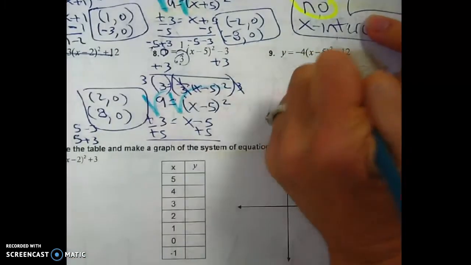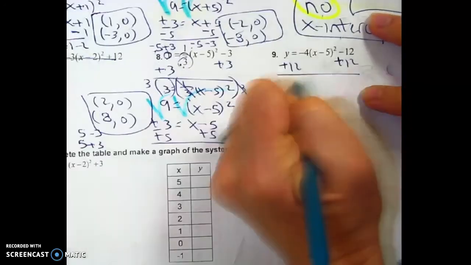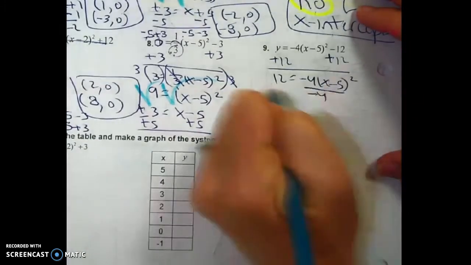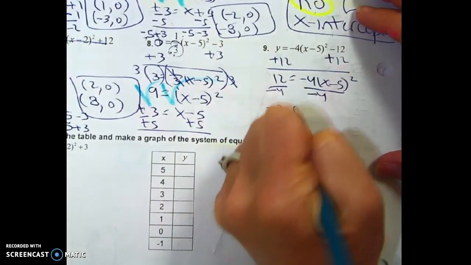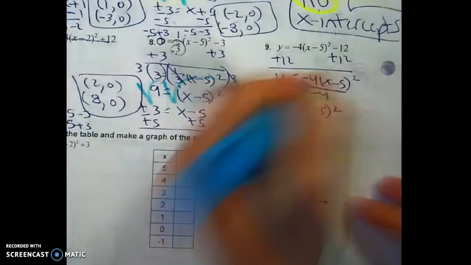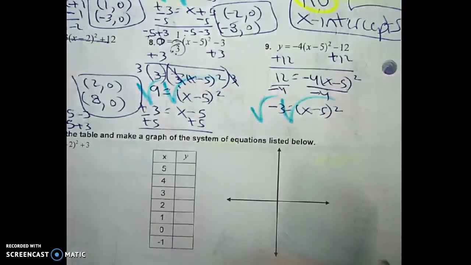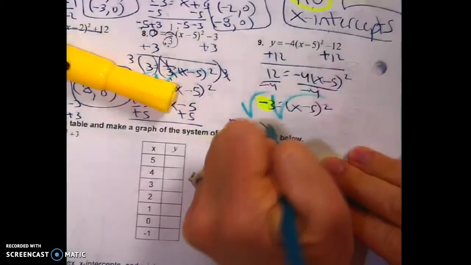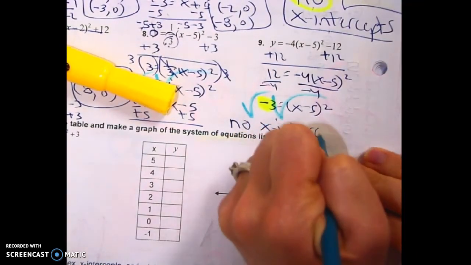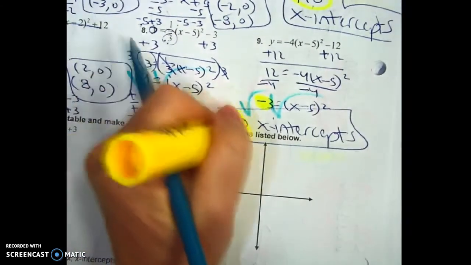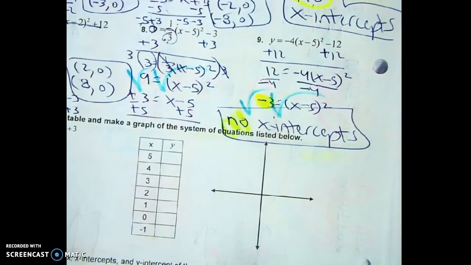Let's do the next one. Add 12, add 12. 12 equals negative 4 times x minus 5 squared. I can't take the square root because I have a negative 4 there. I get negative 3 equals x minus 5 squared. Square root. Uh-oh, here we go again. I have a negative. Because I have a negative, there are no x-intercepts. Okay? So anytime it's negative. Okay?